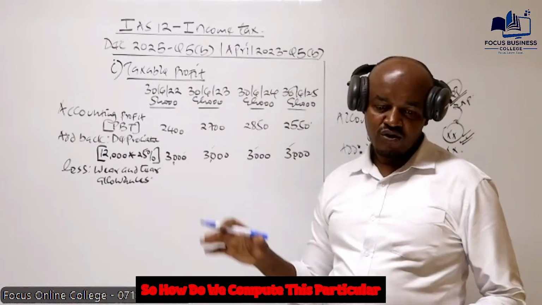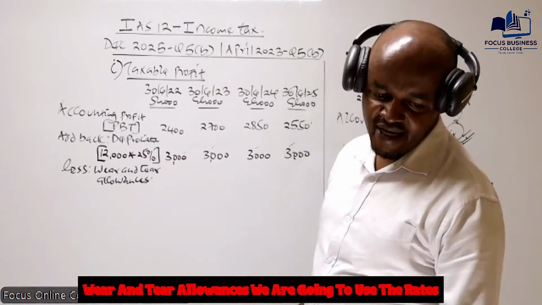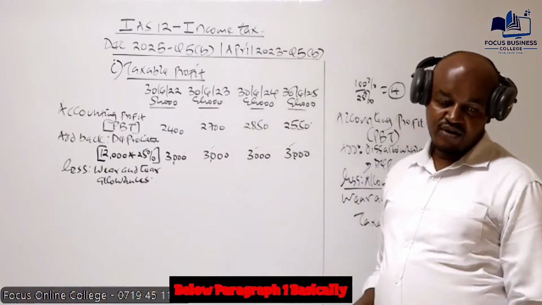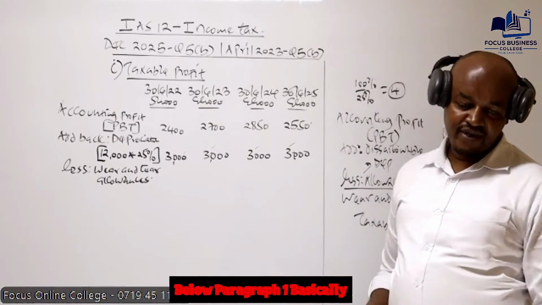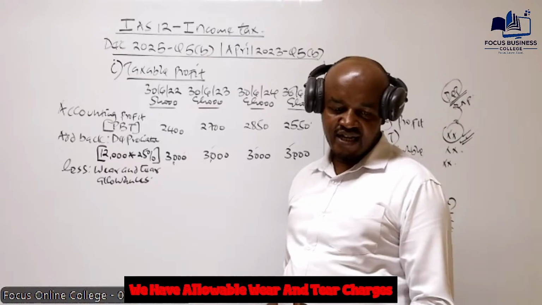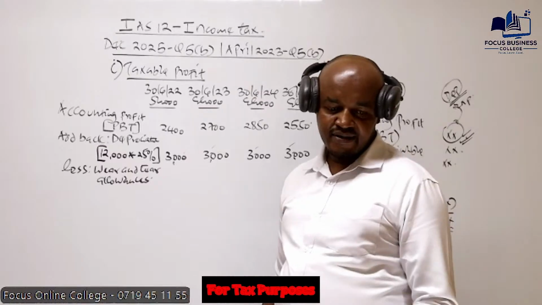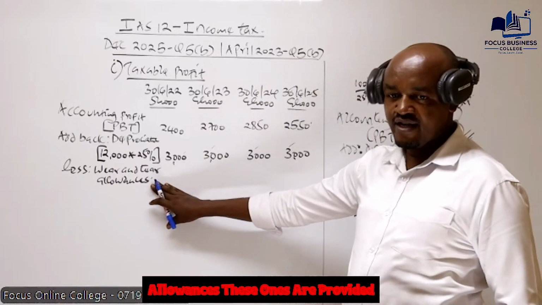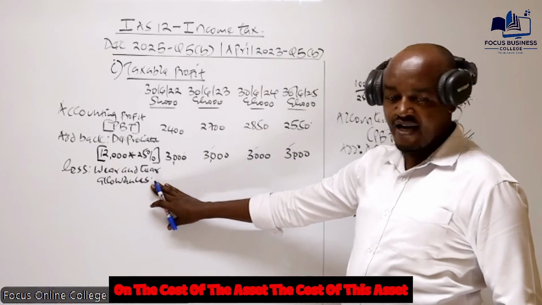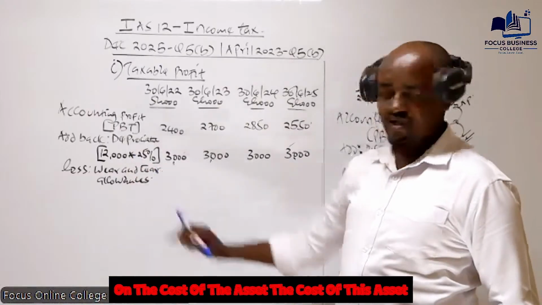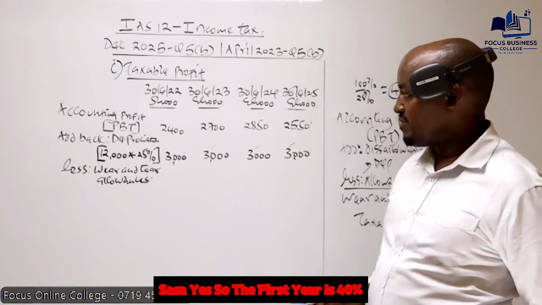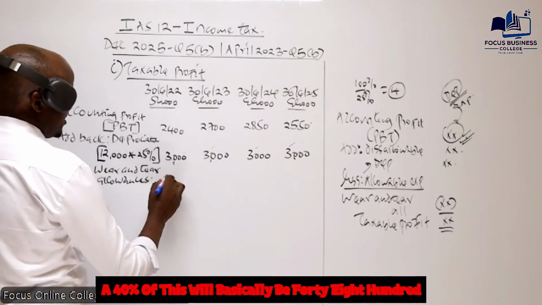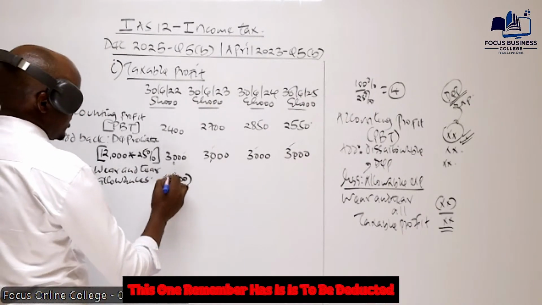So how do we compute these particular wear and tear allowances? We are going to use the rates which are given below paragraph 1, where we have allowable wear and tear charges for tax purpose. In the first year, remember, these wear and tear allowances are provided on the cost of the asset. Yes, so the first year is 40%. 40% of this will basically be 4,800. This one, remember, is to be deducted.